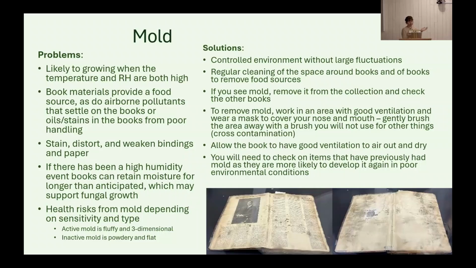Again, this is going back to taking your books outside, just letting them air out and having a little bit of light will actually help dry them as well. And then once items have experienced mold, they're more prone to get mold again, so just keeping an eye.